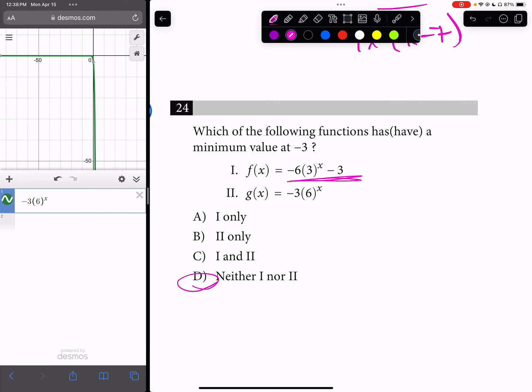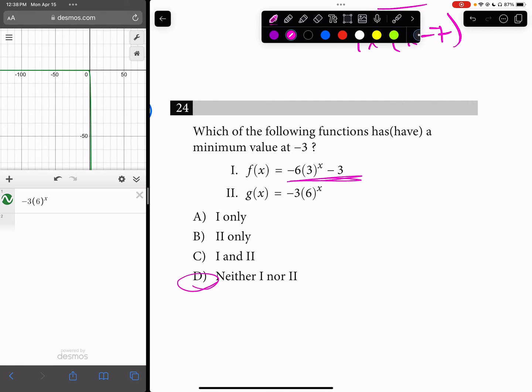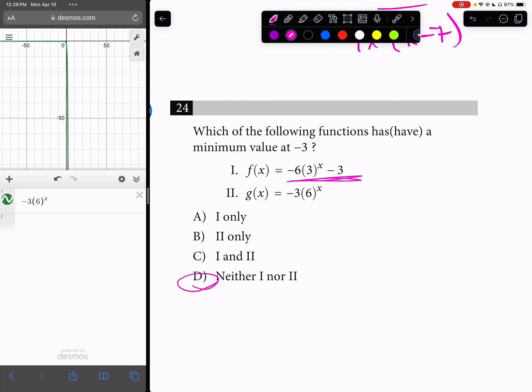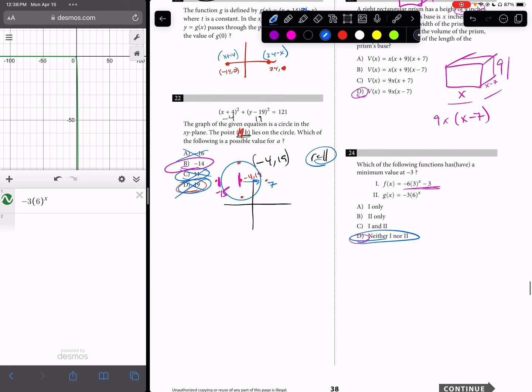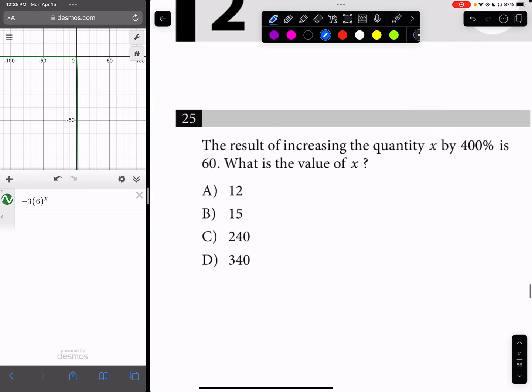Okay, what about this one? This one goes down forever as well. Okay, in that case, yeah, I think I'm going to go with neither. All right, let's keep going. That was 24. Come on over here for 25.